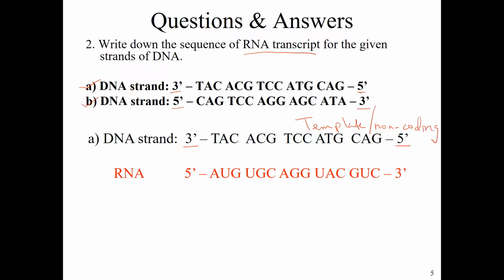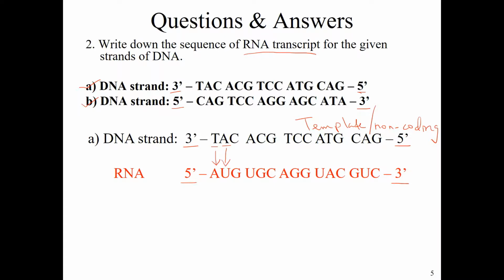Here we are. RNA grows from 5' to 3' in this direction. So when you have a thymine in DNA, it will code for an adenine in RNA. When you have an adenine in our DNA, it will code for a uracil in RNA.